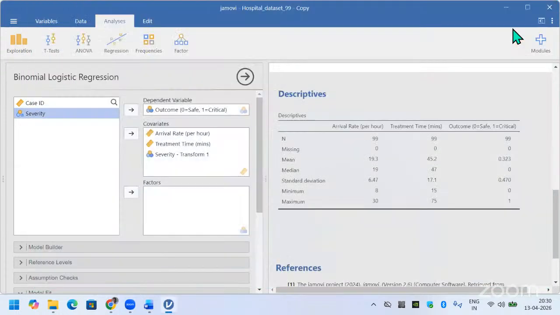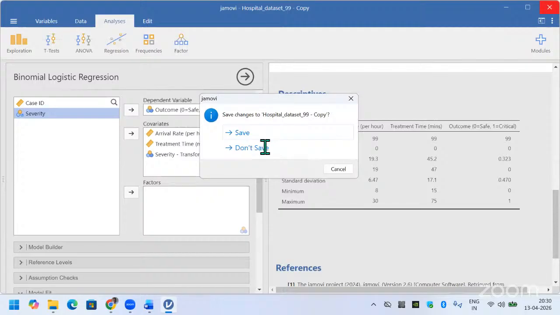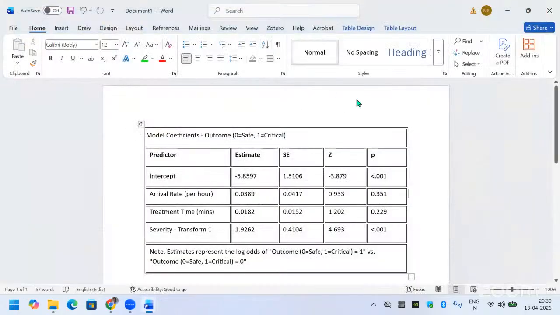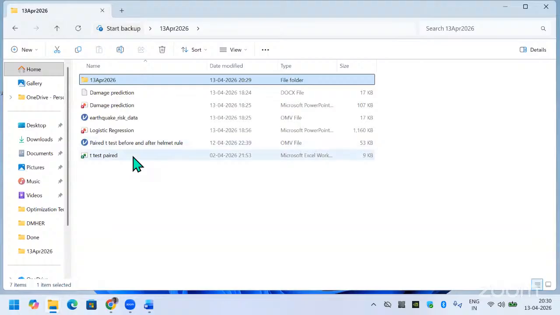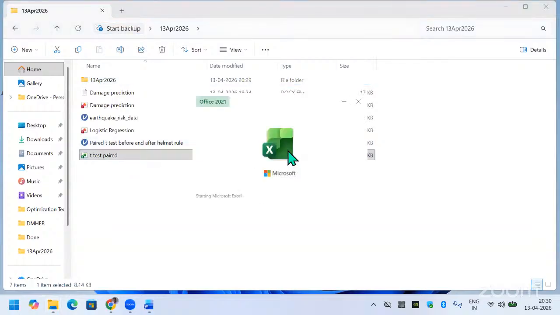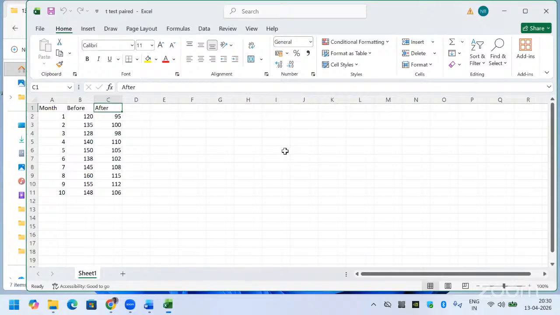Okay, so now I'm going for the last one. Already these things have been solved, so I'm just moving to the last part for today. Now you can see t-test data, a paired t-test or something.